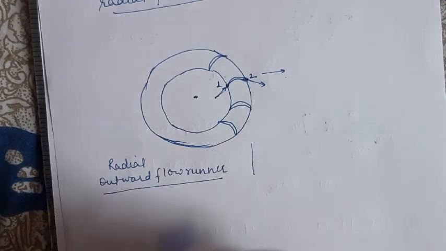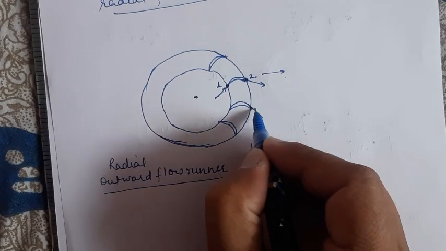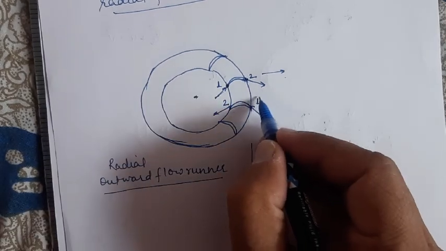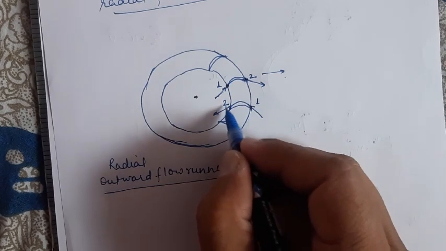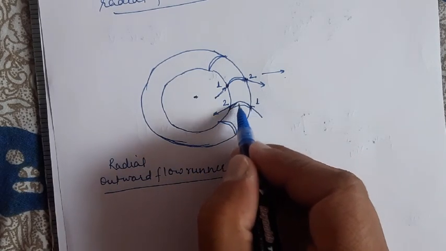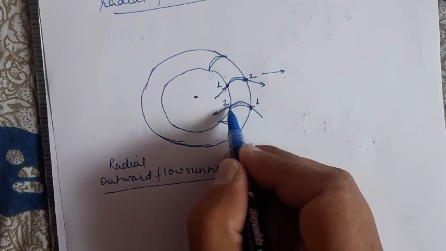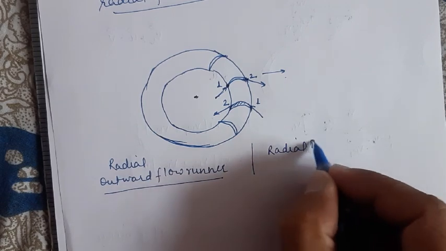Another important case is here. Observe within this diagram only. When the water enters at the larger radius and leaves at the smaller radius, the inlet is this. I have already told you that one will be used for inlet and two will be used for exit. So when water enters a blade at a larger radius and leaves at a smaller radius, then it is known as a radial inward flow runner.